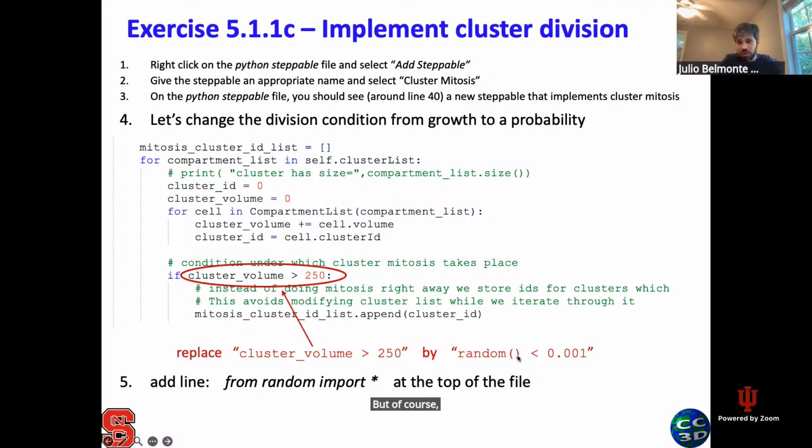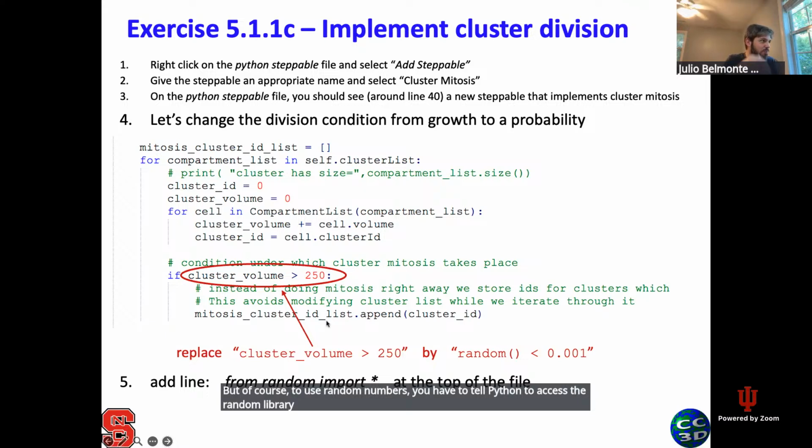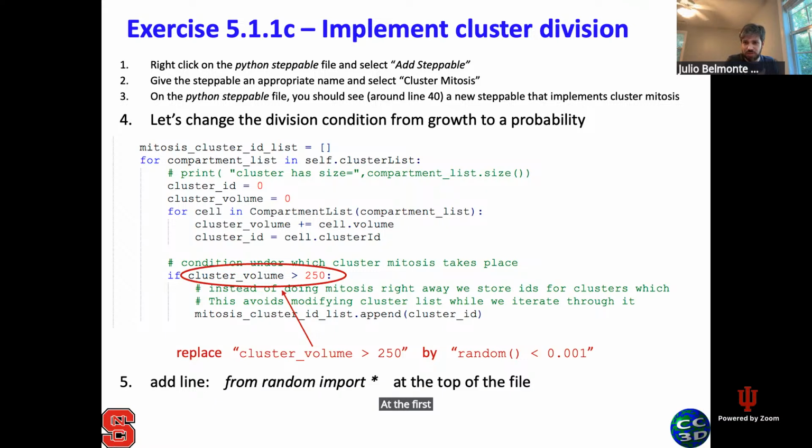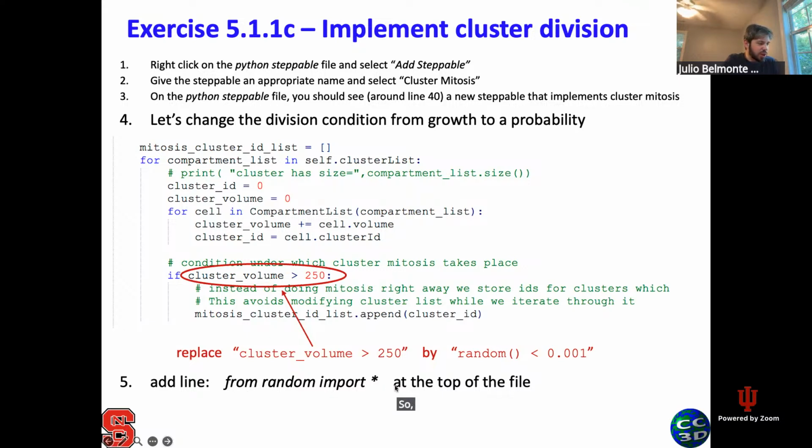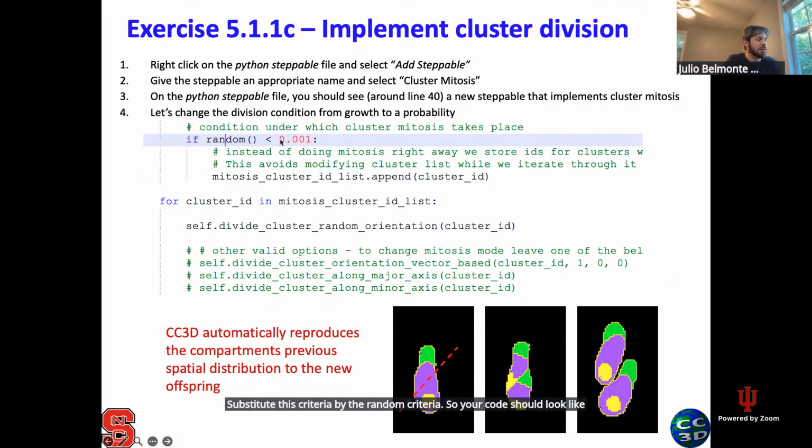But of course, to use random numbers, you have to tell Python to access the random library. So at the first line of your steppables file, or right before you implement the steppables, you want to add the line from random import everything, okay? So make sure that you add this line here, from random import everything, and substitute this criteria by the random criteria. So your code should look like this, okay? Random less than 0.1, and again, add the from random import everything on the top of the file. So that's the one change that you have to do, okay?